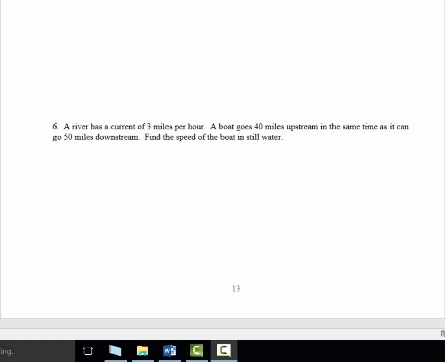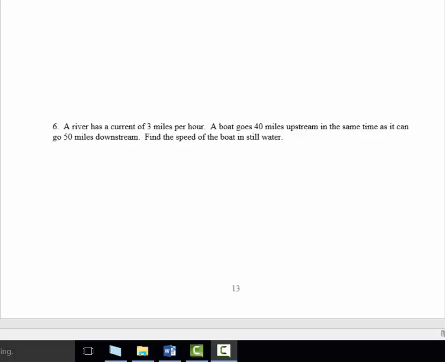Number 6. A river has a current of 3 miles per hour. A boat goes 40 miles upstream in the same time as it can go 50 miles downstream. Find the speed of the boat in still water. Okay, so this is another kind of different problem. We are going to look at distance equaling rate times time, but we're going to get time by itself because this problem said in the same time. So let's go ahead and figure out how to set this up.